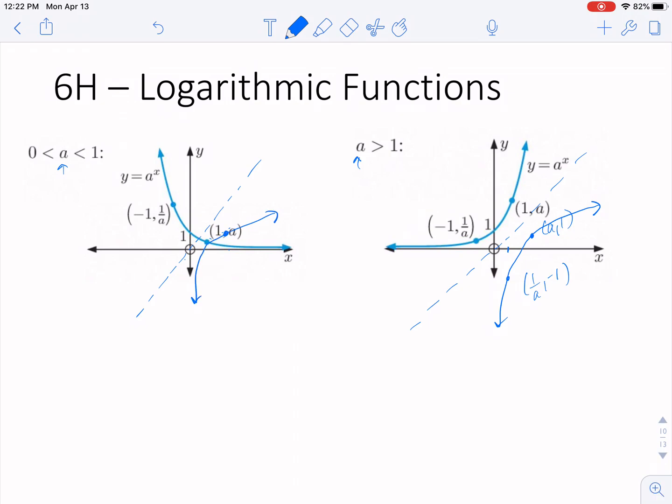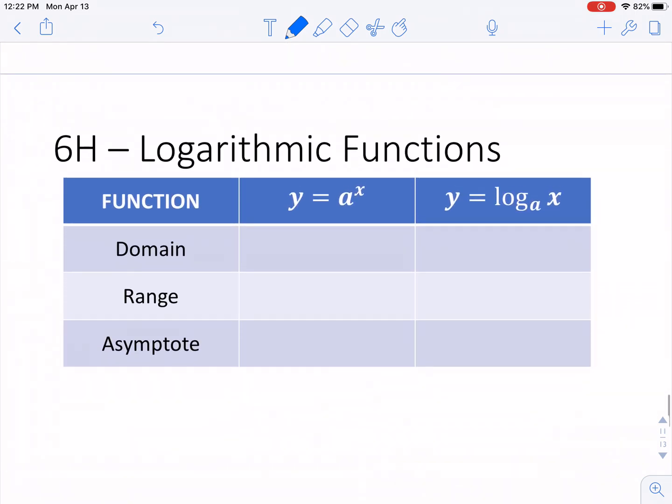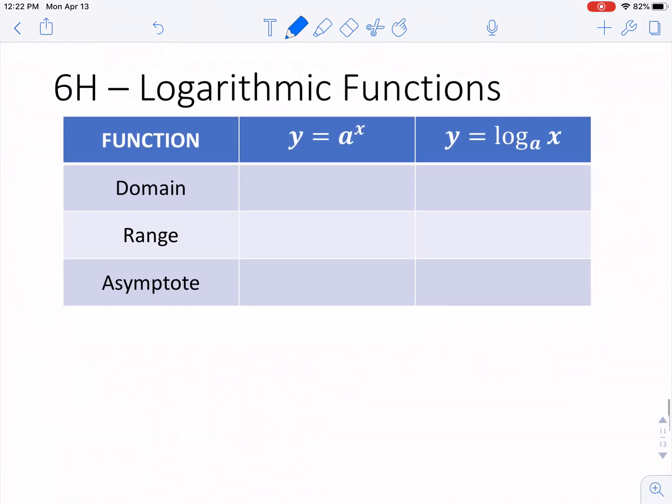Okay? All right, so domain and range. What's the domain of your exponential function? You're correct, it's all real numbers. What's the range? Those are your y values, and your y values are greater than 0. Your asymptote is y is equal to 0. So your domain for logarithms is all real numbers.